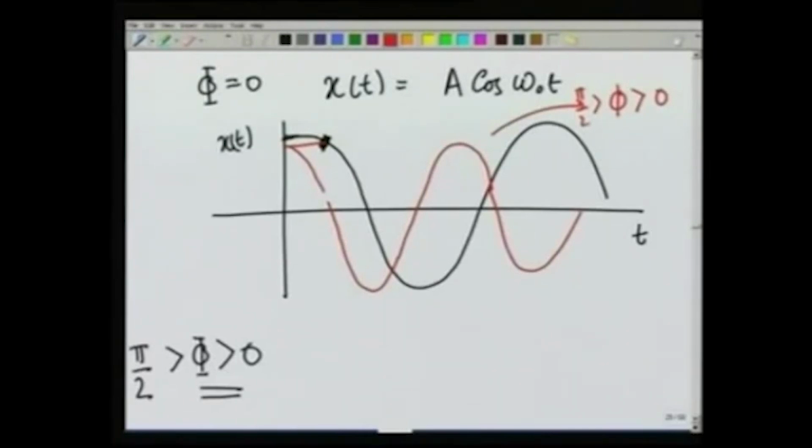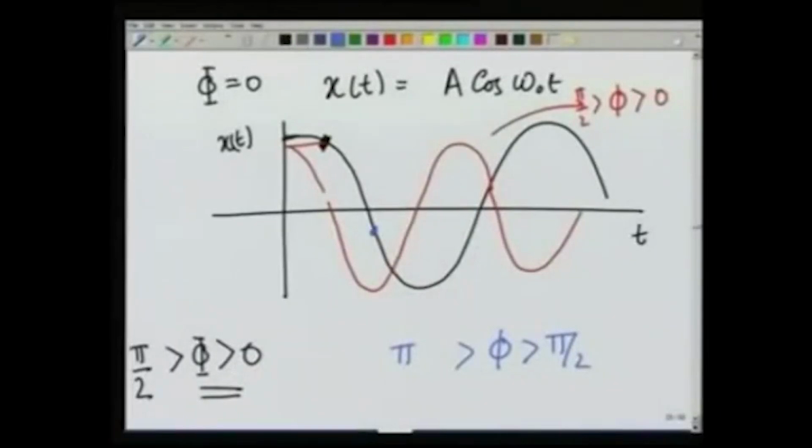What about the case when phi is greater than pi by 2 and less than pi? In that case also, the motion would start at t equal to 0 as if with the displacement that it would have achieved at a later time, but for phase greater than pi by 2. This is phase greater than pi by 2, so motion starts somewhere here. So in that case, the motion would look something like this. You can see in the initial phase how the motion depends.